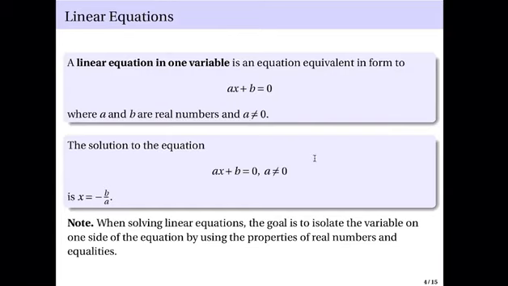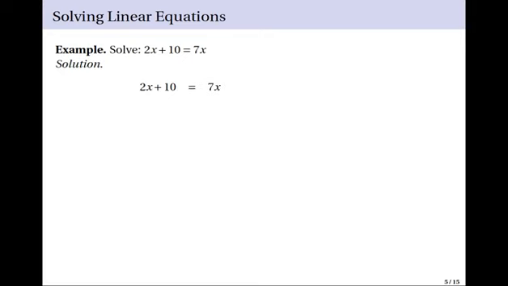Let us work on these examples. We want to solve 2x plus 10 equals 7x. Like I mentioned, we will abuse the properties in this solution. From 2x plus 10 equals 7x, what we're going to do is isolate the variable x to one side of the equation, and then move the constant to the other side of the equation.